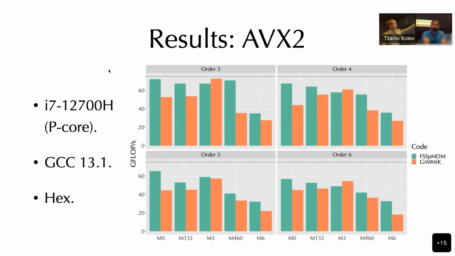And I showed AVX2 because it actually shows us in a worse light, because you've got fewer registers. We're smarter than the compiler when it comes to register use, but in low register scenarios, the compiler is about as good as us.